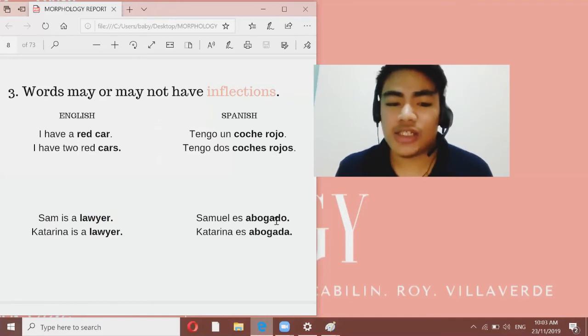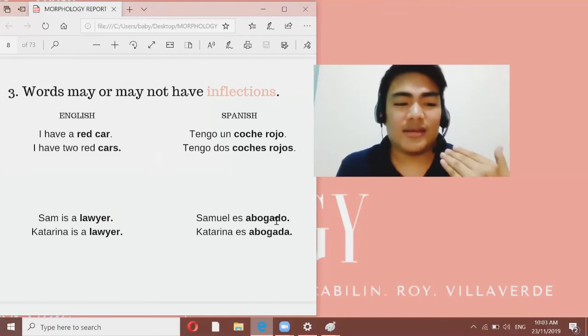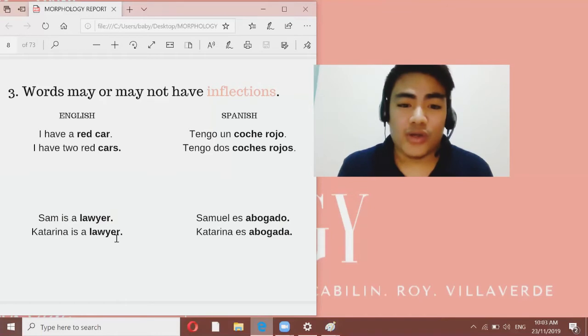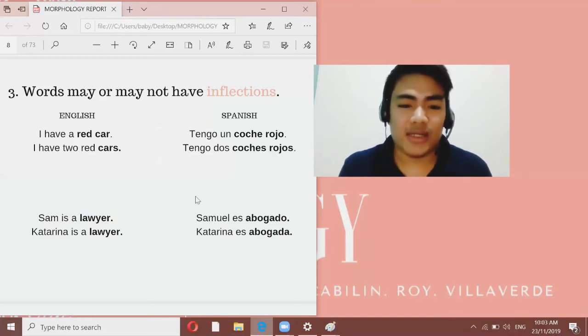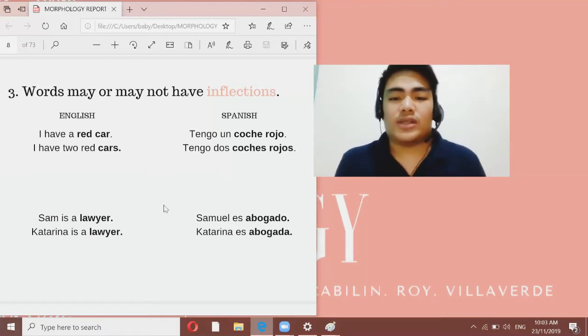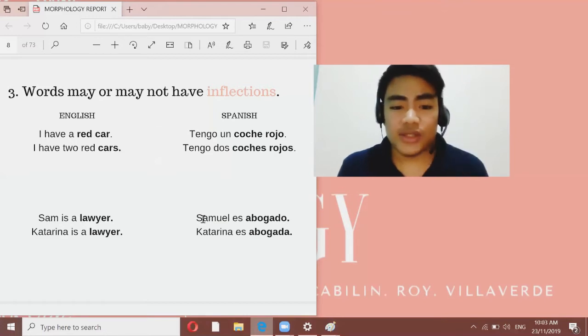In English, abogado is lawyer. Abogada is also lawyer. You can see that there is quite a change that is happening here, specifically in the Spanish translation. So, other than pluralization, gendering is also a way to inflect certain words.